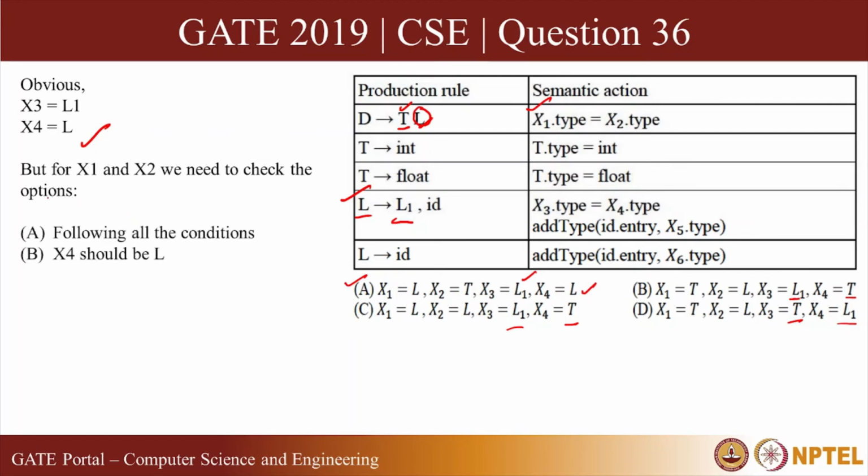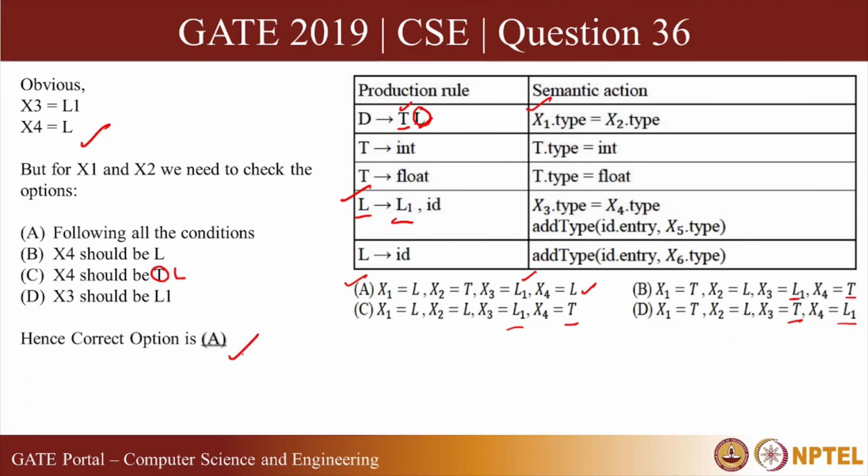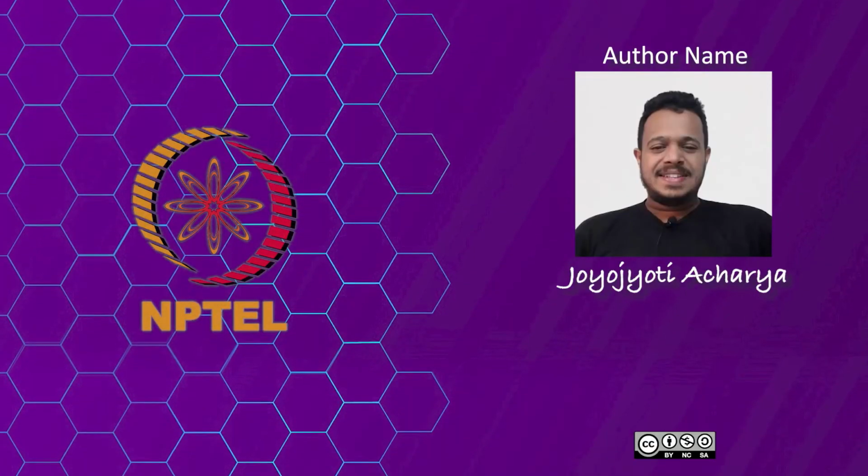Option A follows all the conditions. For option B, x4 should be L. For option C, x4 is T, but it should be L. And for option D, x3 should be L1 and x4 should be L. So the correct option is option A, as we discussed. I hope the given explanation is understandable and you are getting the information correctly.